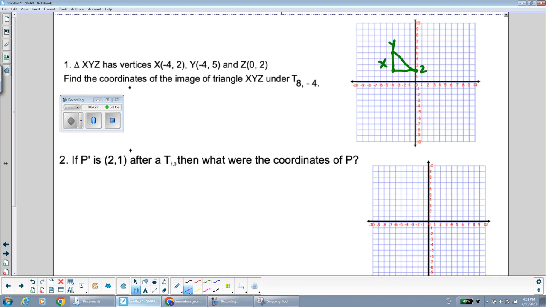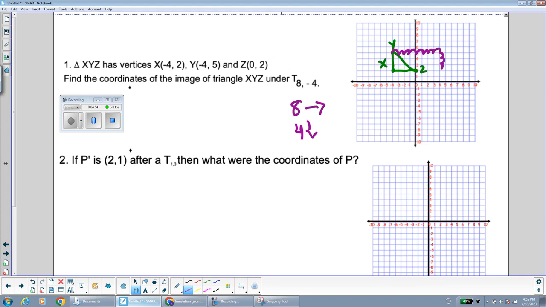So what the question's asking us to do is to translate, capital T stands for translation, this figure 8 units to the right, because that's a +8, that's the x-axis, so that's 8 units to the right. Let me put that down. And that's the movement on the y-axis, so that would be 4 units down. I'm going to take the point and shift it 1, 2, 3, 4, 5, 6, 7, 8 to the right.